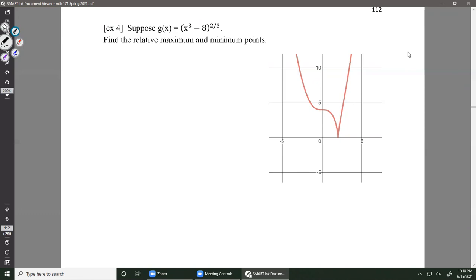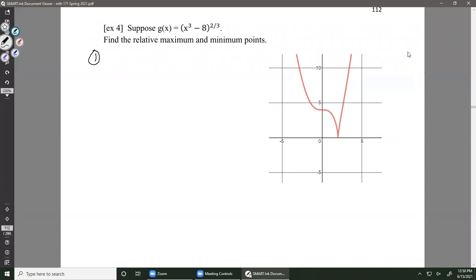All right, first, find the derivative. So notice that this is a function inside of a function. We have to use a chain rule. Derivative of the outside, inside bit stays the same, times the derivative of the inside.